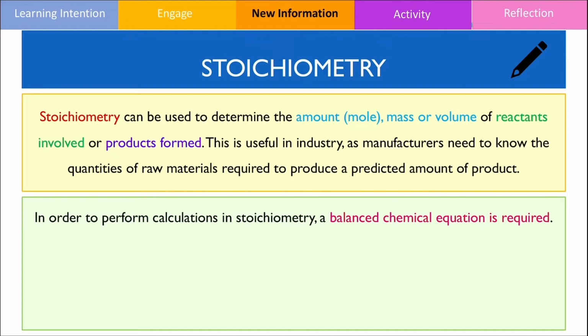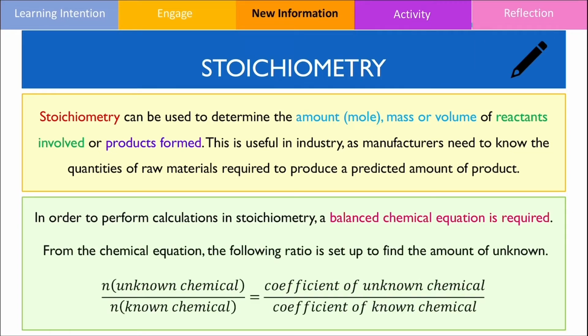From the equation, we can set up the following ratio to find out the amount of unknown substance given we know the exact amounts of one known chemical species. Because we are interested in finding the amounts of moles of unknown reactants or products, we can transpose this equation over here to make this the subject. This can be achieved by multiplying both sides of the equation by the number of moles of known chemicals, which transposes and rearranges equations like this.